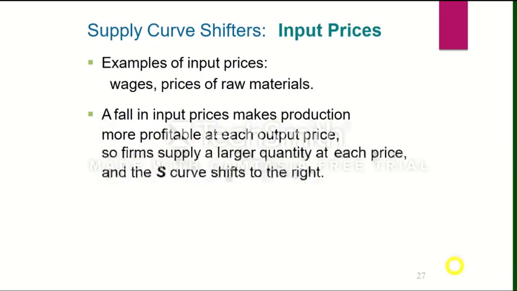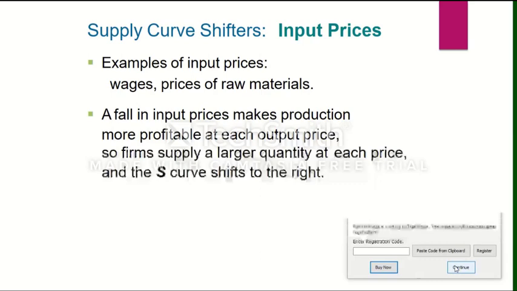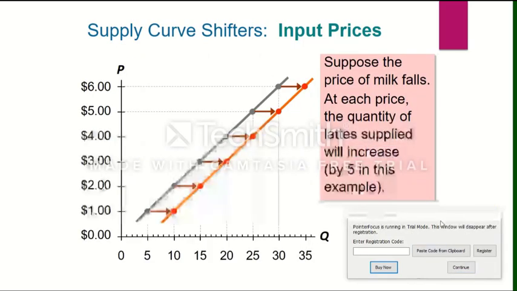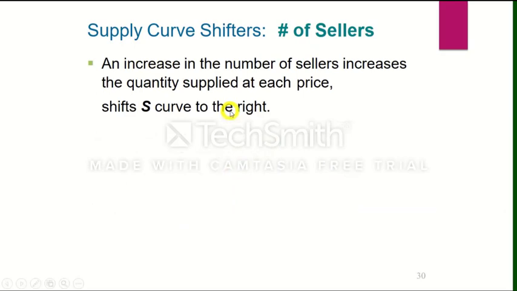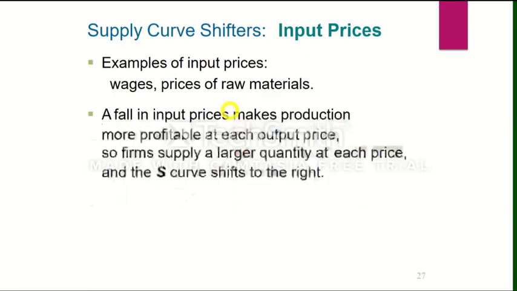So coming to the first supply curve shifter, that is input prices. What are input prices? The prices of inputs which are used to produce certain products. Examples of input prices are wages and prices of raw materials. Let's say there is a manufacturer that requires labor, so he has to pay wages to that labor, and those wages are considered input costs.